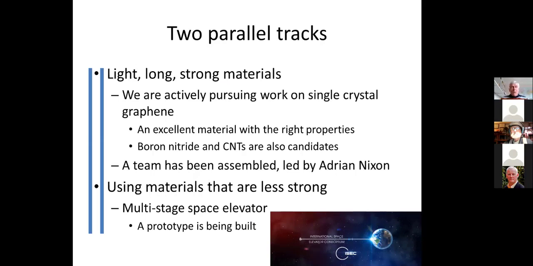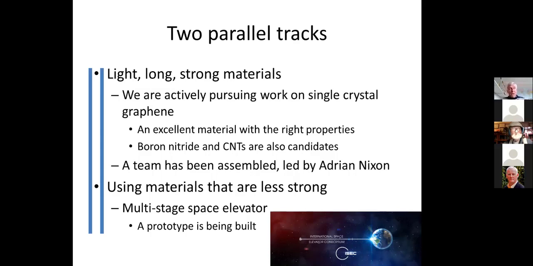So the 2 parallel tracks I'm talking about are light, long, and strong materials. We're actively pursuing work on single crystal graphene, which is an excellent material with the right properties. And Adrian Nixon is leading a team that he's assembled. There are other candidate materials as well, boron nitride and carbon nanotubes. But the graphene is our best bet. It looks like the favorite. But another option that complements that approach and is going in parallel with it is to use materials that are less strong. And the multi-stage space elevator is one of those, and there's a prototype under construction.